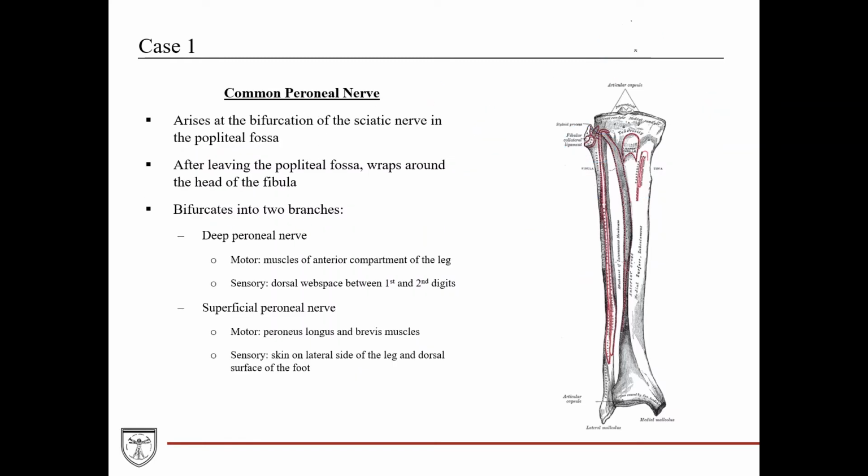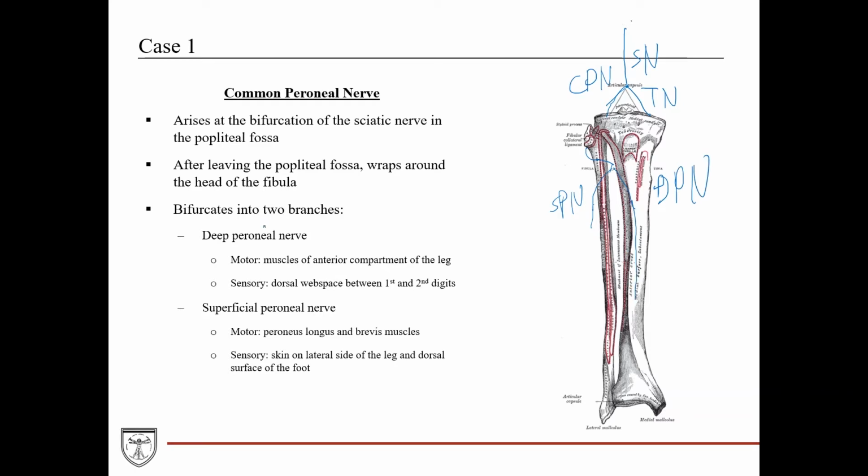So as we said, the common peroneal nerve arises from the bifurcation of the sciatic nerve. So the sciatic nerve comes down, it reaches the popliteal fossa, which is the posterior aspect of the knee, and it bifurcates into the tibial nerve, which travels in the posterior compartment of the leg and innervates those muscles, and then it also bifurcates into the common peroneal nerve, which then travels around, like we said, the posterior aspect, and then it wraps around the fibular head here, and then it bifurcates into the superficial peroneal nerve, which travels in the lateral compartment of the leg, and then it also branches into the deep peroneal nerve, which travels in the anterior compartment of the leg and innervates those muscles.